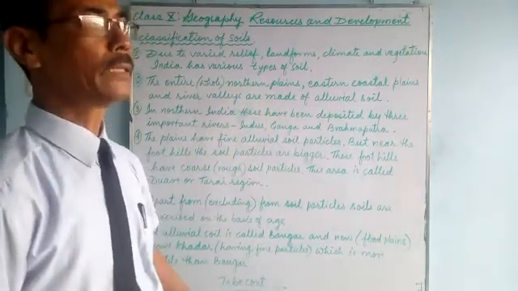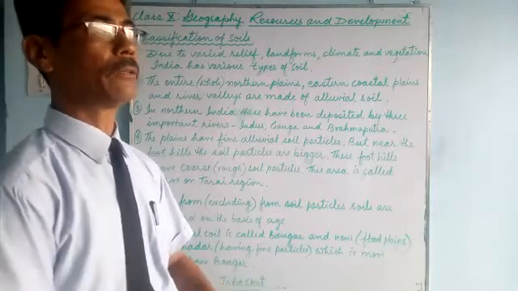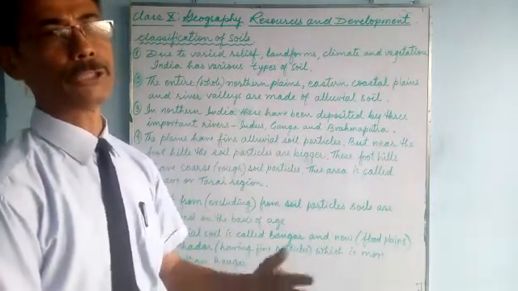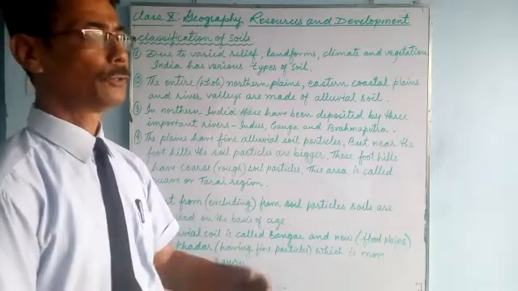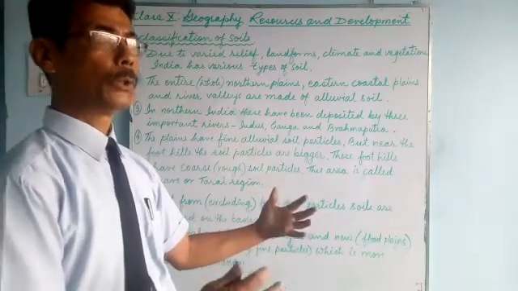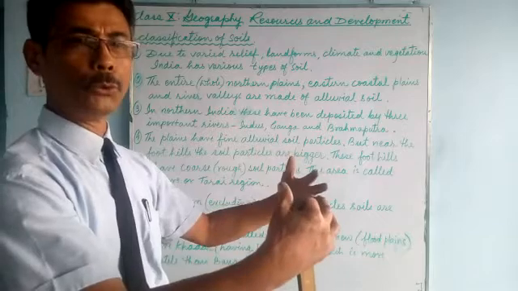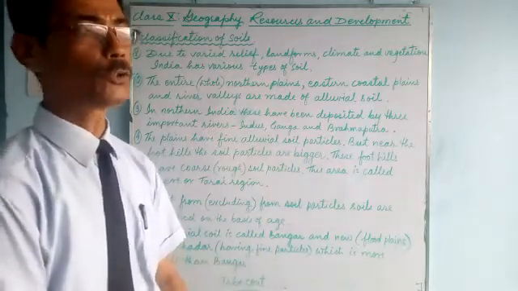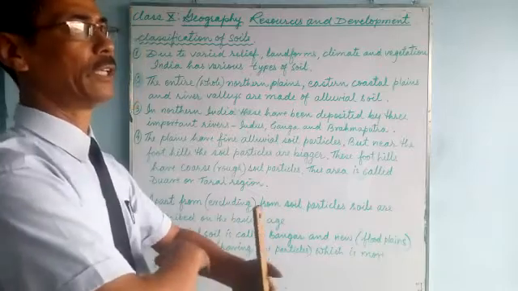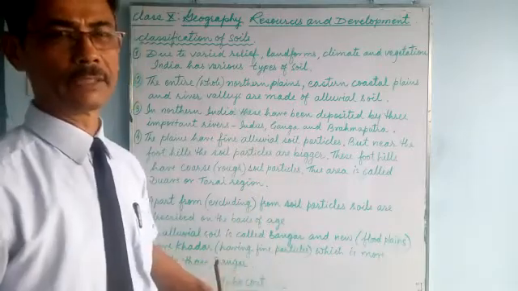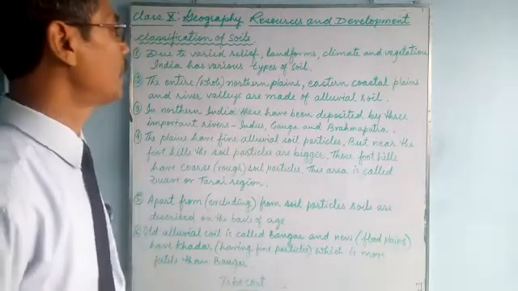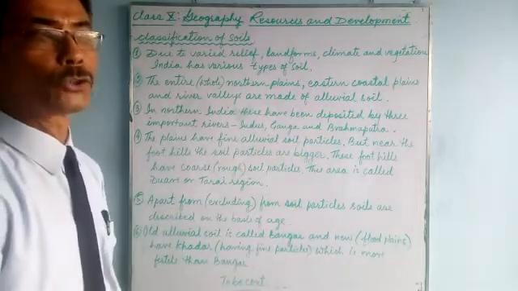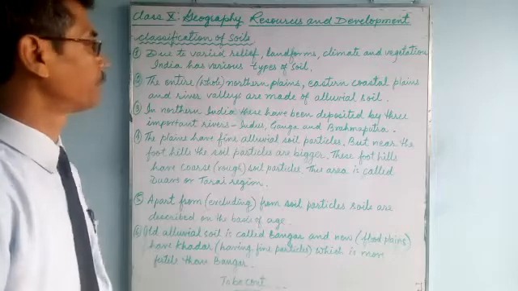Alluvial soil consists of the fine particles of soil brought down by the rivers during rainy season. During rainy seasons, these rivers bring down a huge load of very fine soil particles and deposit it in the plains, flood plains. This soil is called alluvial soil, and it is the best soil found on the earth.